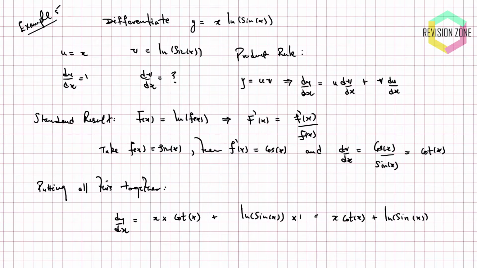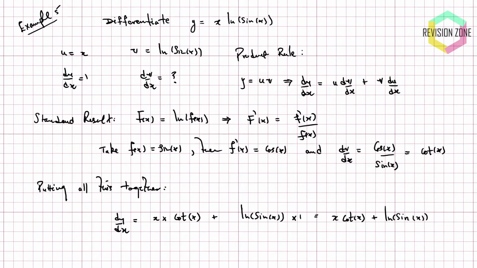Example 5 is actually a fairly nice and easy example. We have a function which is basically combining a product together with a function of a function. So that thing there is a composite function, because log is a function and sine x is itself a function, and sine x is actually inside the log function. So we've got a function of a function times by another function.